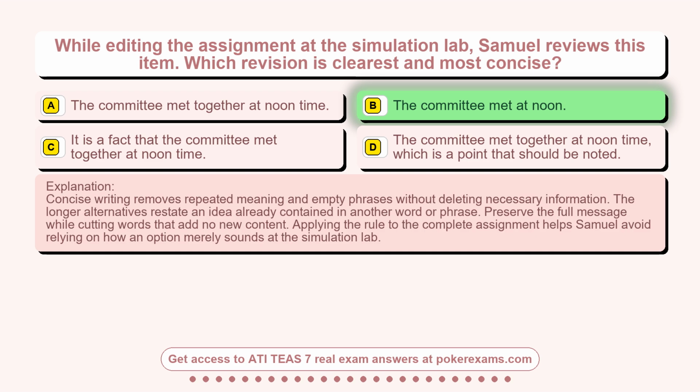Concise writing removes repeated meaning and empty phrases without deleting necessary information. The longer alternatives restate an idea already contained in another word or phrase. Preserve the full message while cutting words that add no new content. Applying the rule to the complete assignment helps Samuel avoid relying on how an option merely sounds at the simulation lab.